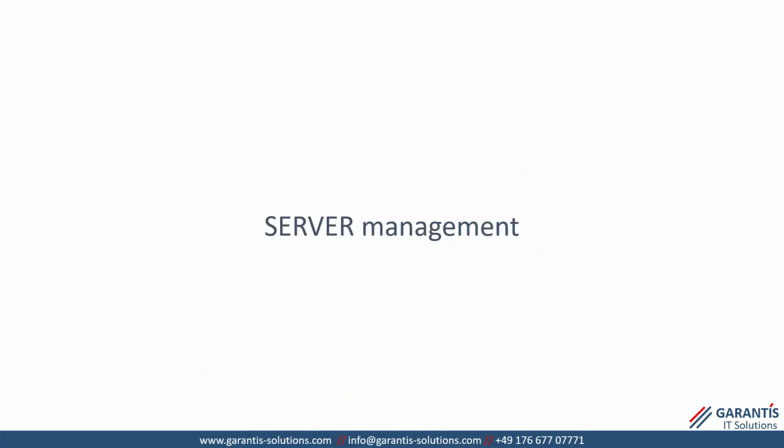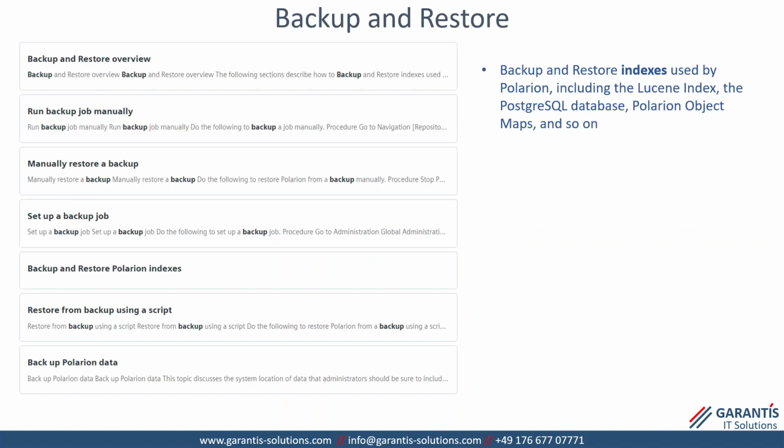For server management, there are also some improvements. First of all, backup and restore. You can see results of a search in the help. There are different topics about backup and restore, and one of the main improvements is backup and restore of indexes, which are used by Polarion, including Lucene indexes, the PostgreSQL database, Polarion object maps, and so on. This is not real data, these are indexes, but it takes time to reindex, to rebuild them. So it's a good idea to back them up and restore them if they are broken.